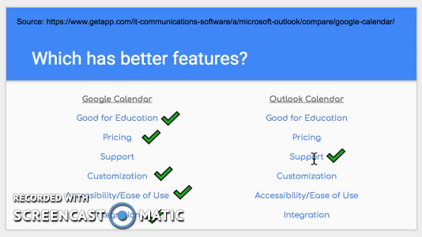So, as you can see, I do believe Google Calendar has better features, but you know what? I don't think you can go wrong with Outlook. If Microsoft Outlook or the Microsoft programs are something that you are familiar with, and especially work with the business side of things, I think Outlook Calendar can really be a great benefit as well.